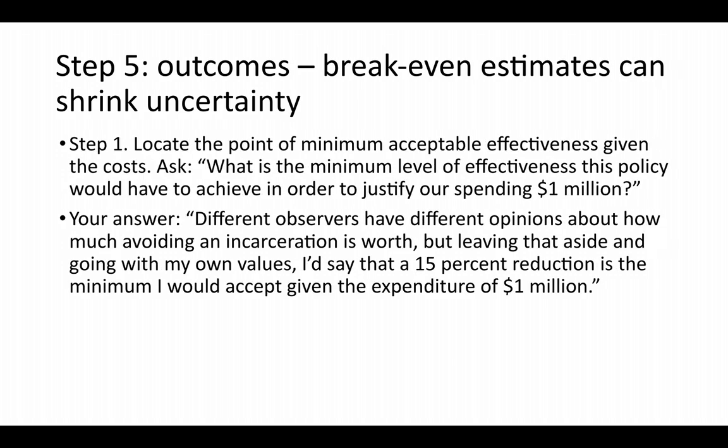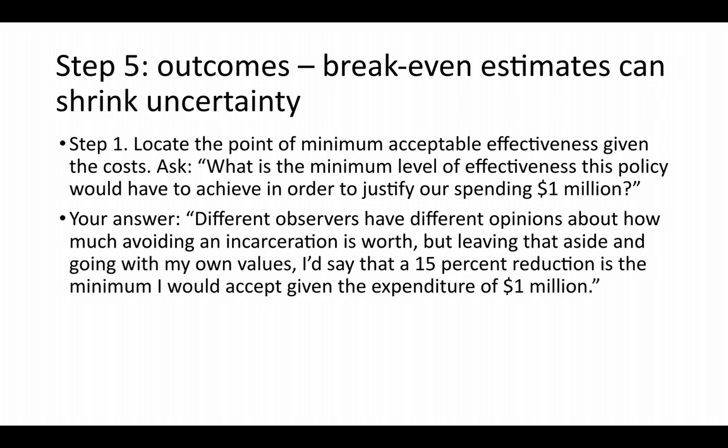So step one with the break-even estimation is that you locate the point of minimum acceptable effectiveness given the cost. You can ask, what's the minimum level of effectiveness this policy would have to achieve in order to justify the spending of $1 million? Now you can answer. Different observers have different opinions about how much avoiding an incarceration is worth.